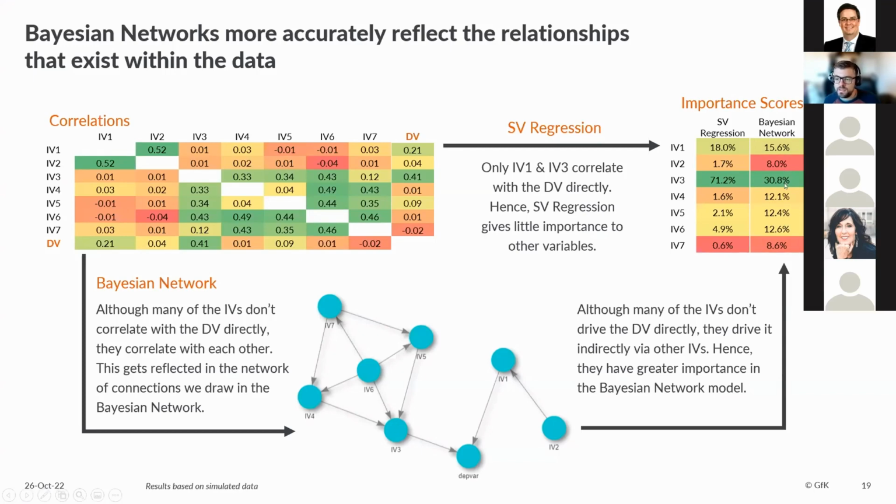And when we look at the importance scores that we get, IV3 is still the most important variable, followed by IV1, but the importance is much reduced, and the importance is much more spread out across all the variables.